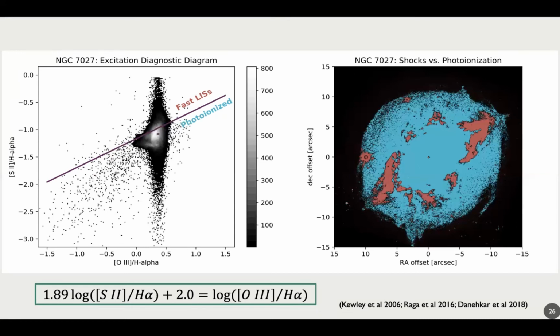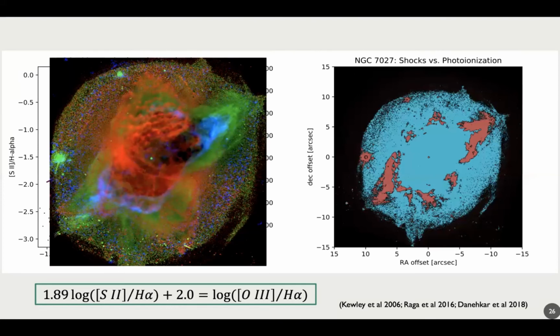These pixels were mapped in an H alpha image that you can see here on the right. And essentially what is red would be considered a fast shock, and what is blue is photoionization that is occurring. This just happens to coincide very well with the image that was previously shown with sulfur 2 and iron 2.